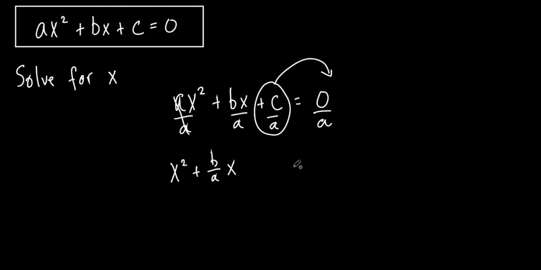I'm going to leave a blank there, though. I'm not going to put any equals right here. I need to leave a space because I'm going to complete the square, right? So I'm going to leave a little space. I'll put the equals over here. This is a 0, so if I move this over here, what does it become? Negative c over a.